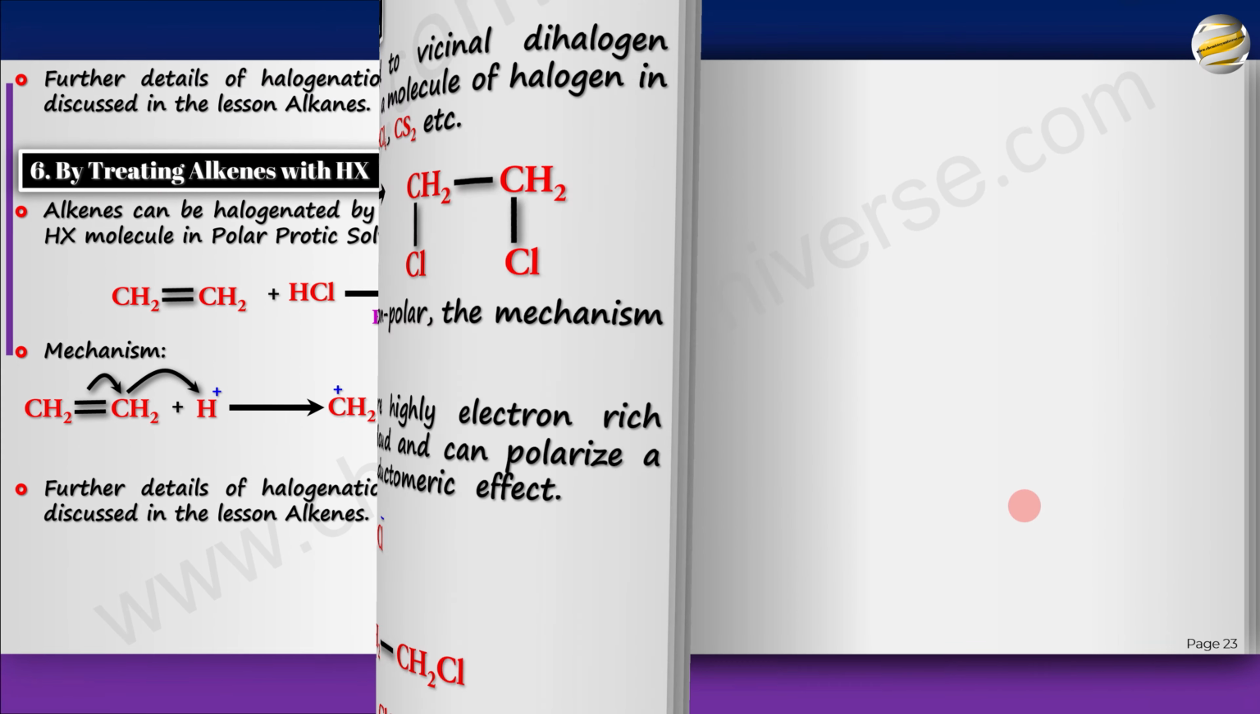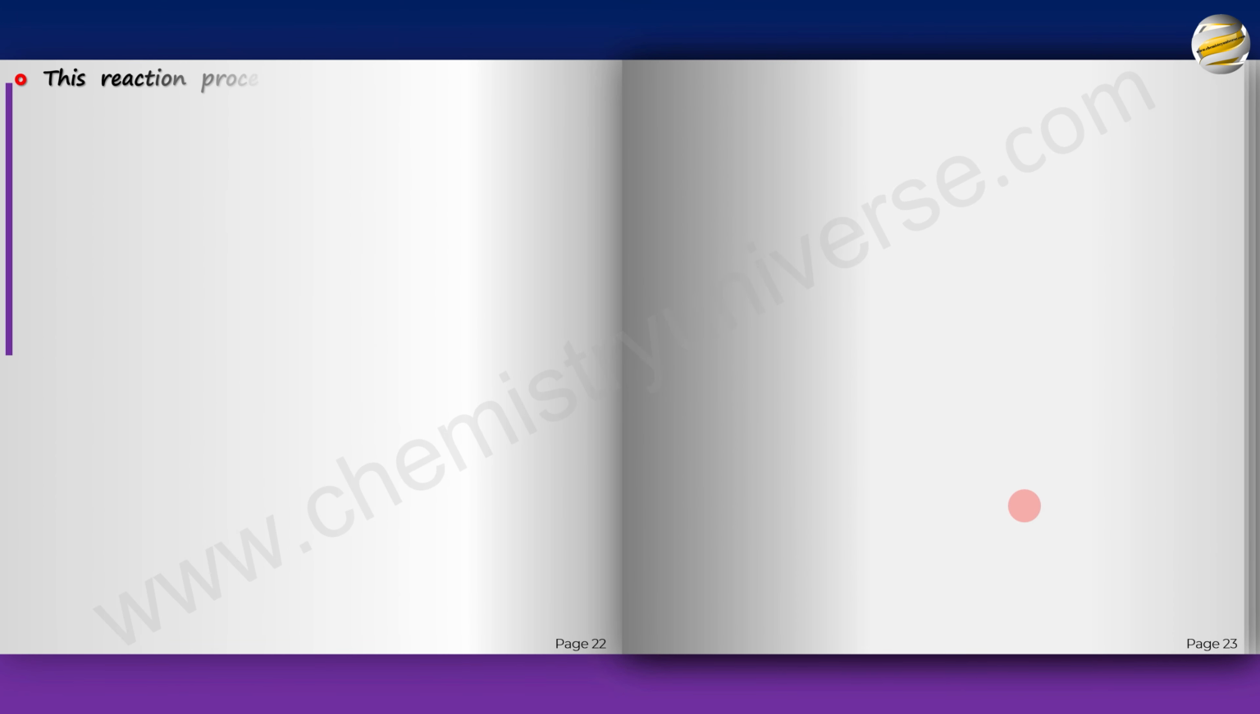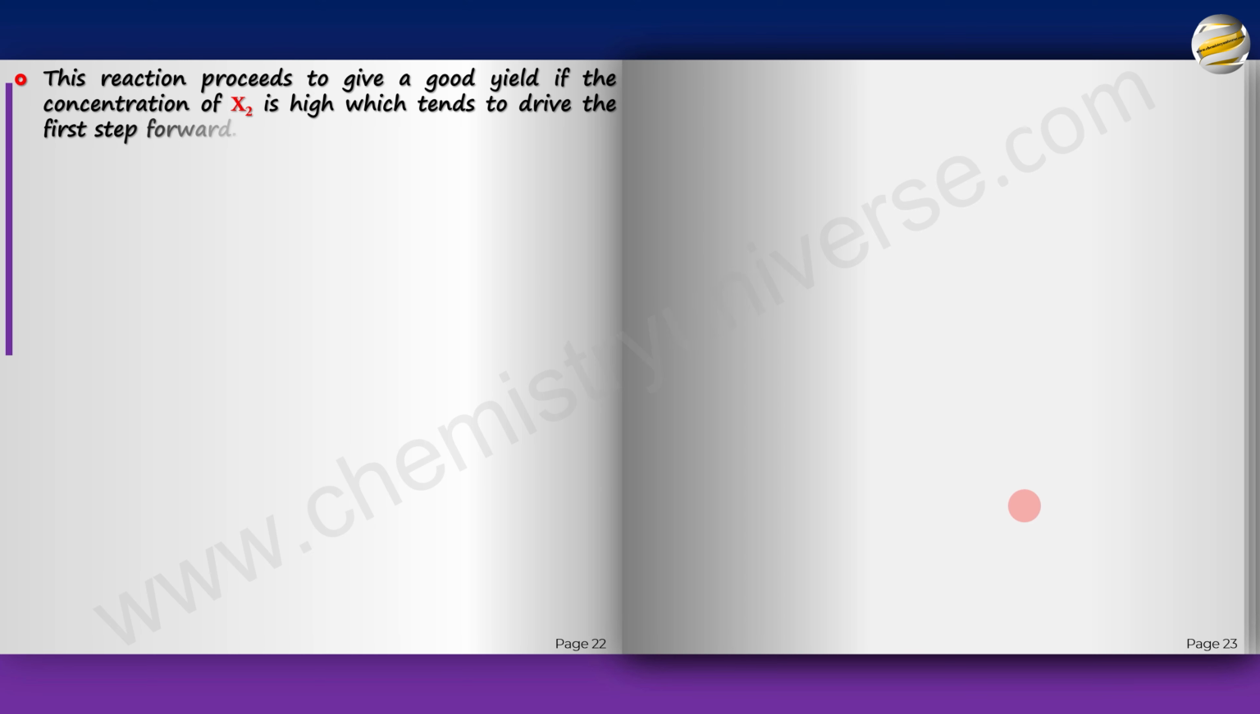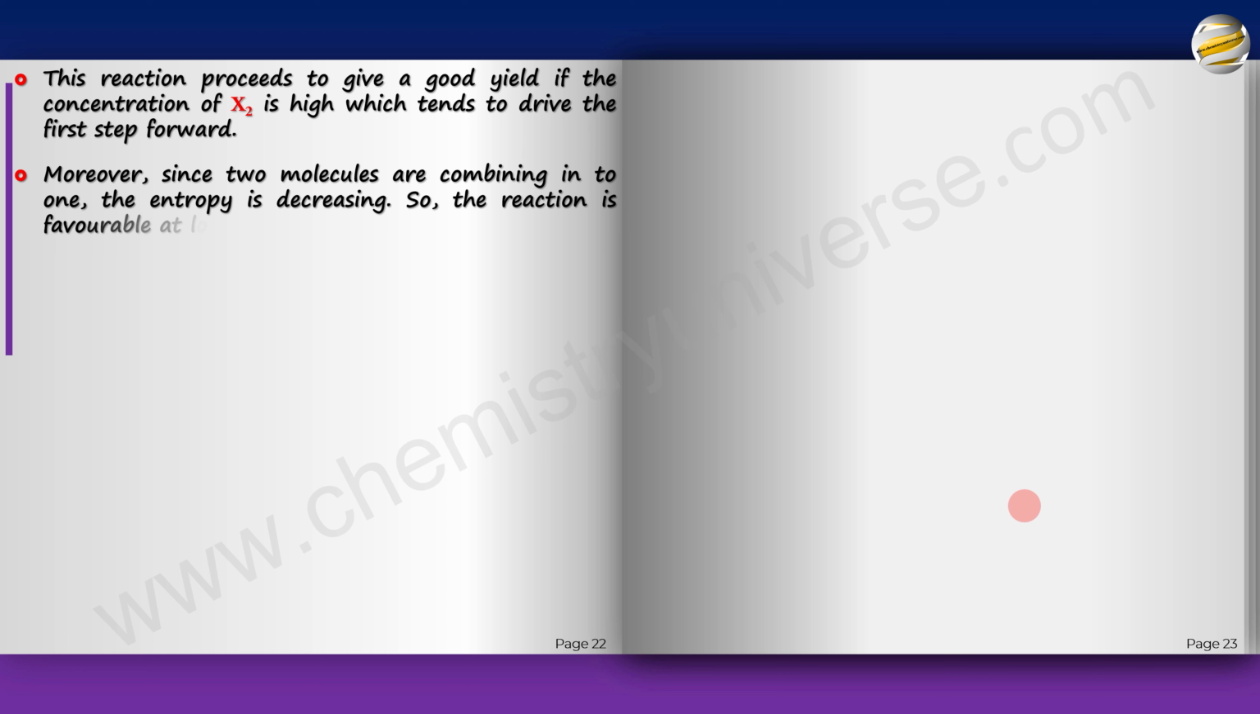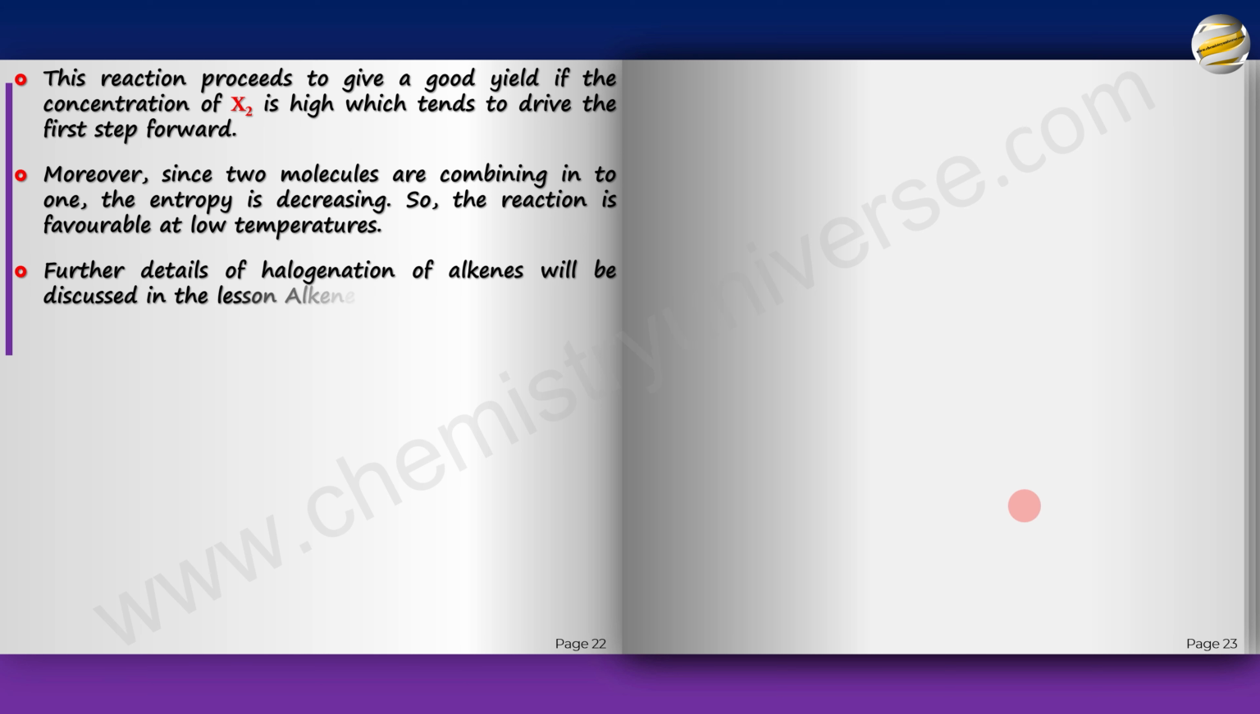Okay, so this reaction proceeds to give a good yield if the concentration of X2 is high, which tends to drive the first reaction forward. Moreover, since two molecules are combining into one, the entropy is decreasing, so the reaction is favorable only at low temperatures, and further details again will be done in alkenes.